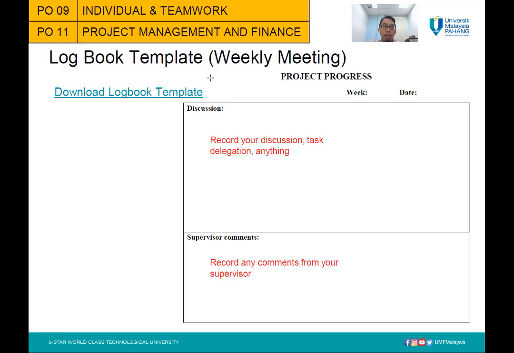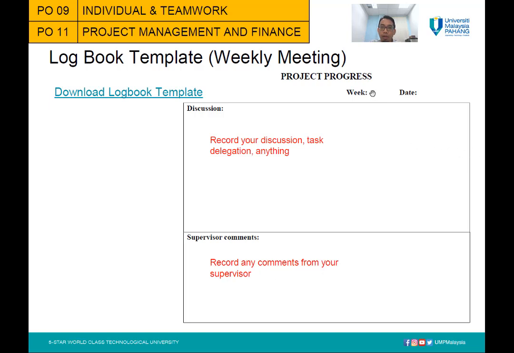And the last slide is the logbook template. Logbook tak ada space, logbook template. You can download it here or from the website. I revised some of the items in the logbook so that you need to write both. This is your discussion and you need to record the comments from your supervisor. You need to write it, not the supervisor. The supervisor can comment using voice or text. So you need to record any comment from your supervisor.